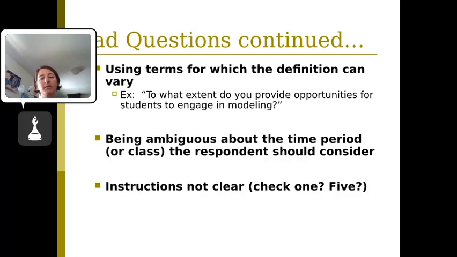You also want to be clear, not ambiguous, about the time period or the class the respondent should consider. So I always ask my respondents to think about one particular period or one class or the last 2 years. And finally, sometimes the instructions are not clear. Do you want them to check 1 answer, 2, more than 1, 5? So be very clear about instructions.